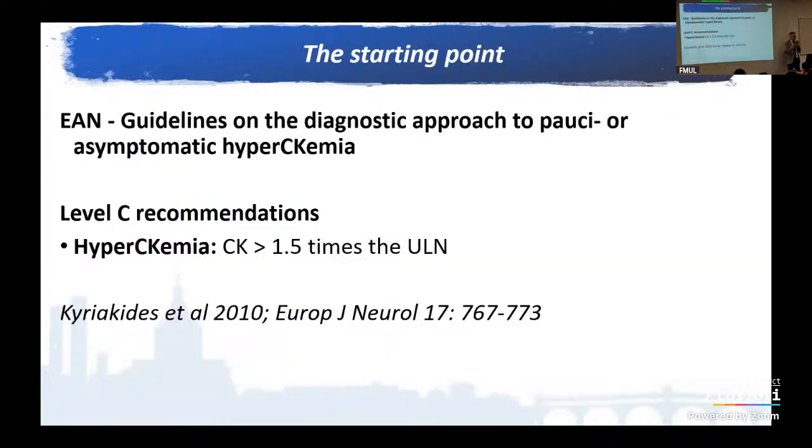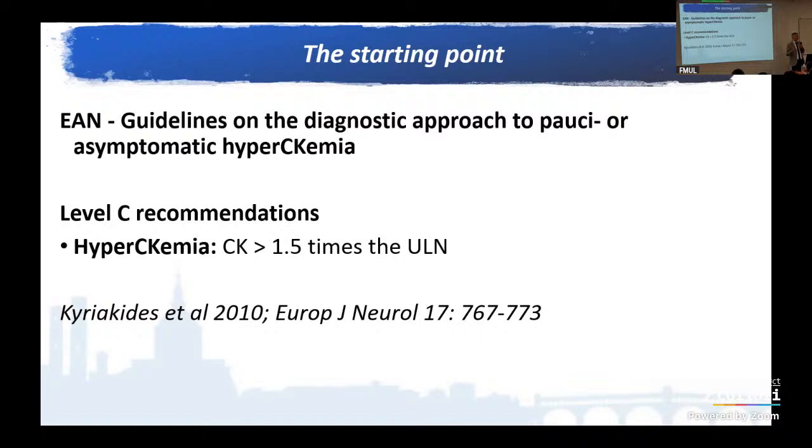But the starting point is which level of CPK should be considered not good. There is no consensus, first of all. Maybe, as in this paper published in 2010, hyperCKemia 1.5 times above normal levels could be considered pathological, or at least you could perform additional testing if the increase is more than 1.5 times. This is the minimum level we could consider.